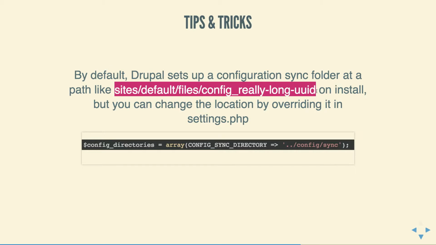But you can actually go a step further, because the configuration sync directory is configurable. You can move it wherever you want. So in this example, I've moved it outside of my web root, so it can never be served by the web server, but it is still tracked by Git, because at least at Isovera, we track one level above the web root.